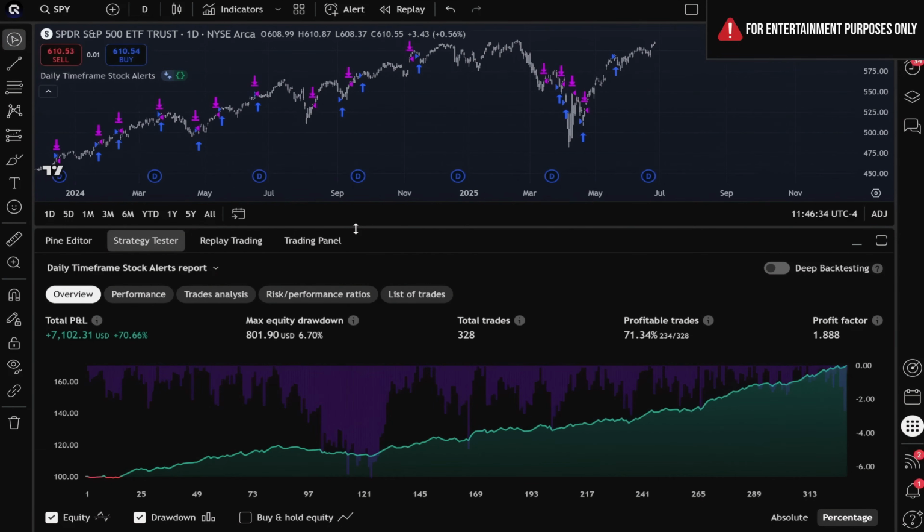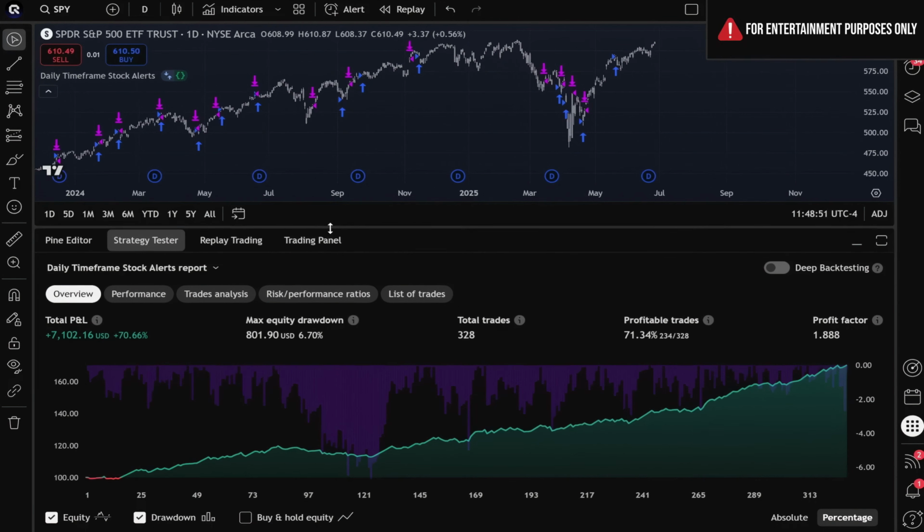We're going to ask Deepseek to take the daily time frame stock alert strategy, add an indicator, and improve the overall performance of this simulated backtest. We can see that a hypothetical 70% net return was achieved, alongside a 6.7% drawdown with a 71.34% win rate and a 1.888 profit factor. These are the 4 key metrics that we're going to be looking at when Deepseek tries to improve this backtest.